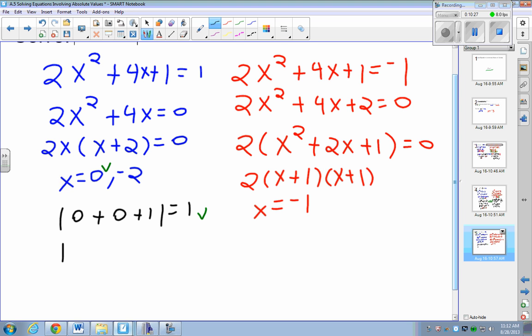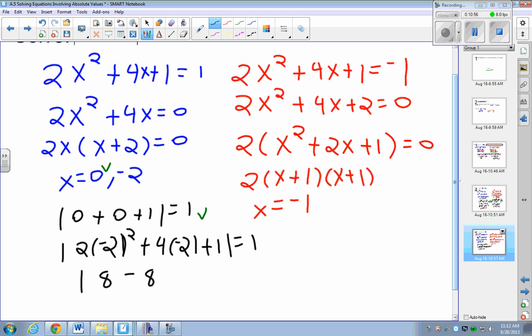Okay, so let's plug negative 2 in. So we have 2 times negative 2 squared plus 4 times negative 2 plus 1, and that is equal to 1. So we do this, we're going to get 4 times 2, which is 8, minus 8 plus 1 is equal to 1. And this is just going to be equal to 1, equal to 1. There we go. So this one works out. Boom.